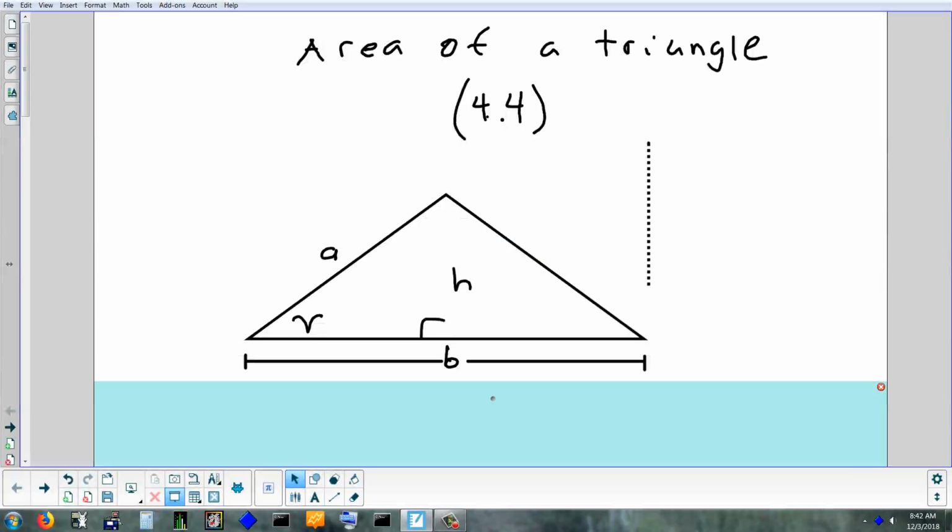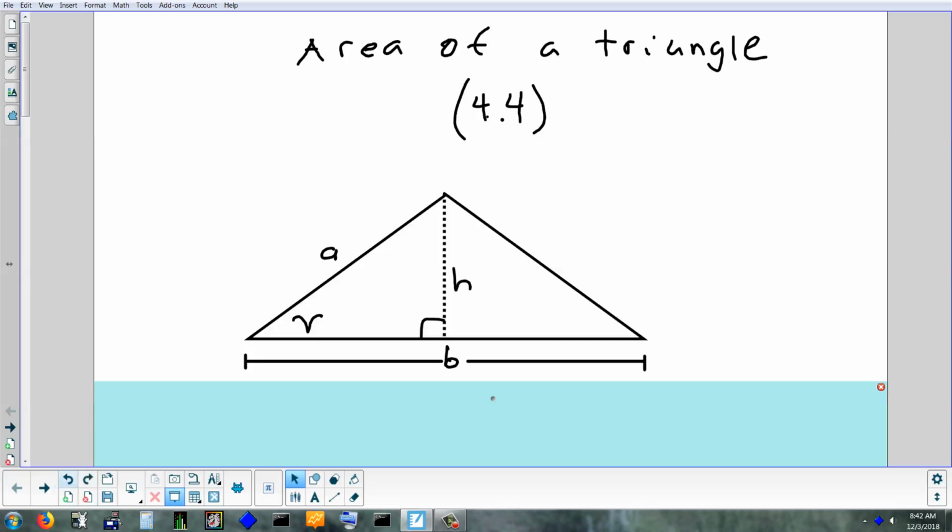If you were just starting out with that diagram, you could just label sides A and B. Side C would be the side that's over here, and we always put gamma across from C. So that's why I labeled that angle gamma. Then I drew a perpendicular line straight down from the vertex at the top to the bottom. Okay, any questions on that picture?